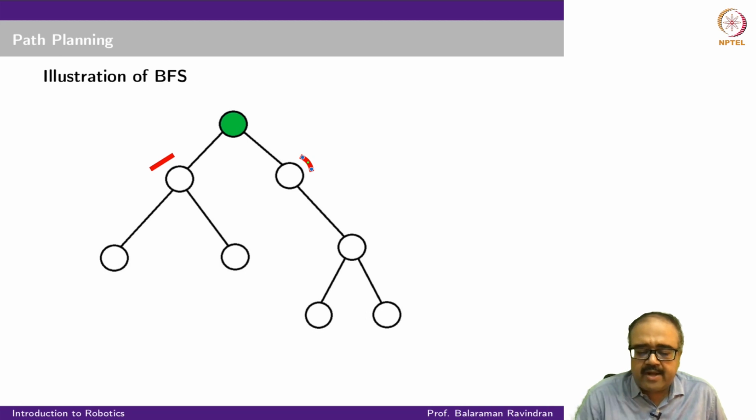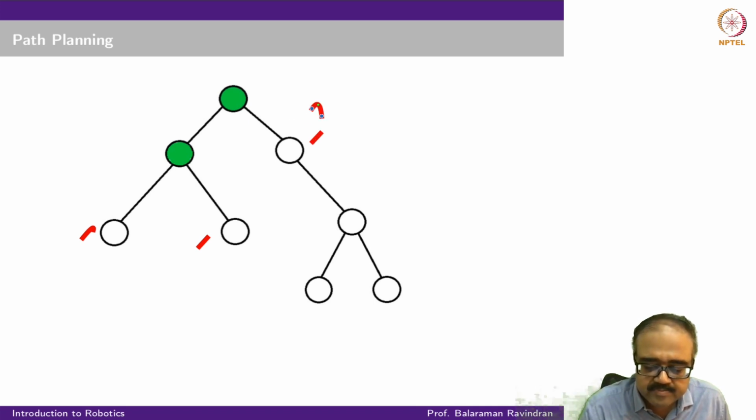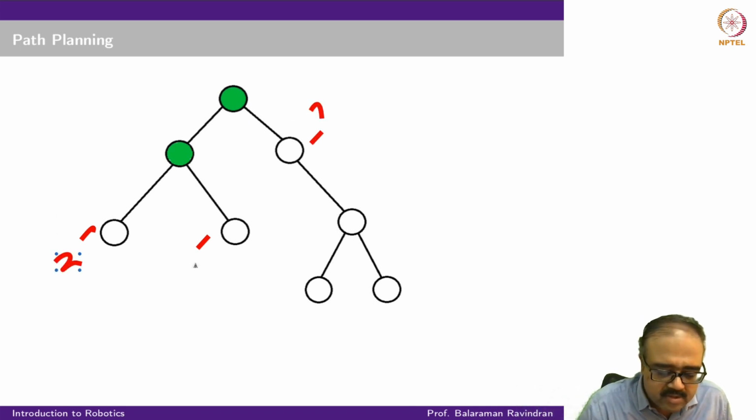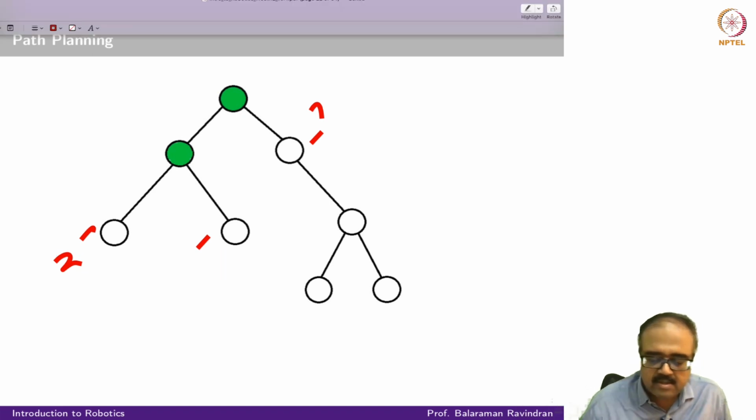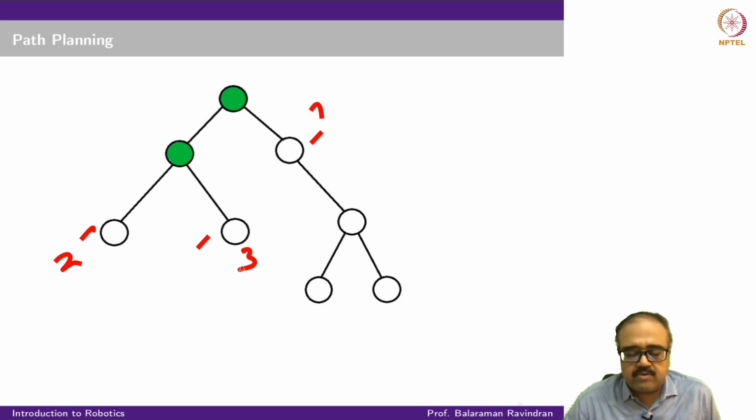Then I look at the first node in the queue, which is this, right? I'll pick up this node in the queue. That's the first node in the queue, and then I will add this node and this node to the queue. But remember, this is already there in the queue, so that is number 1. This will be 2, this will be 3, and this will be 3. So I have 1, I have 2, and I have 3.